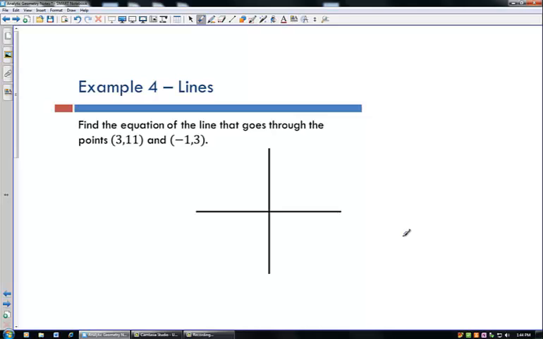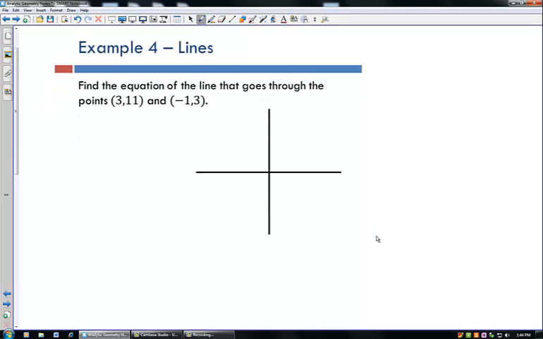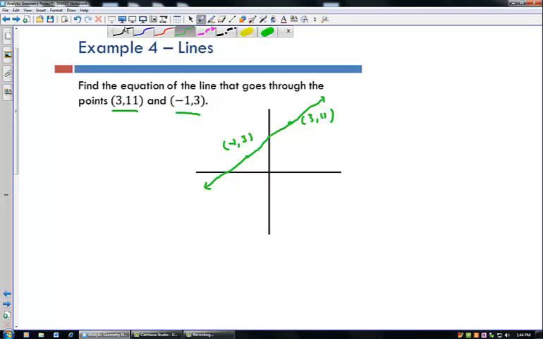The next example, we're going to find the actual equation of a line. So here I give you the same points to save some time. So we have (3, 11), so that was up here. So here's (3, 11) and (-1, 3). And now we already found the slope of this line. So there's my line, and I already found the slope in the last problem, m equal to positive 2.